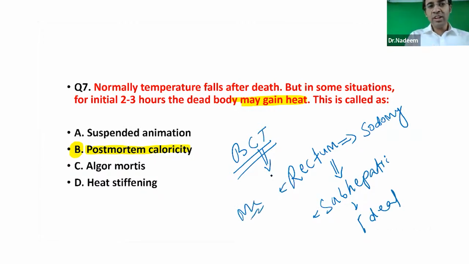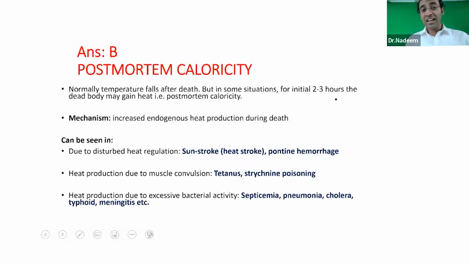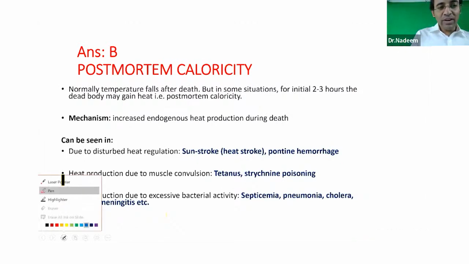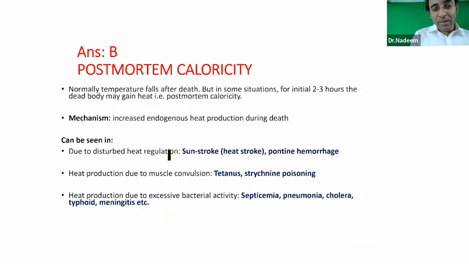Now the question is, in which circumstances will there be gain of heat? Whenever there is muscle contraction, or whenever there are heat regulation disturbances in diseases like pontine hemorrhage or heat stroke. Whenever there is muscle convulsion, heat production will occur, like in tetanus. This is a bacterial infection. What about strychnine poisoning?